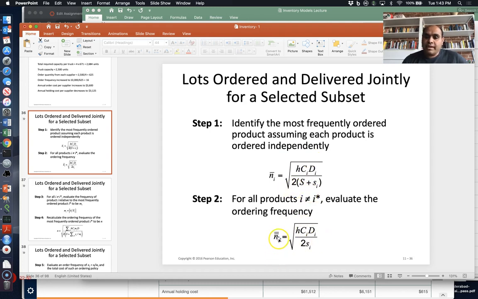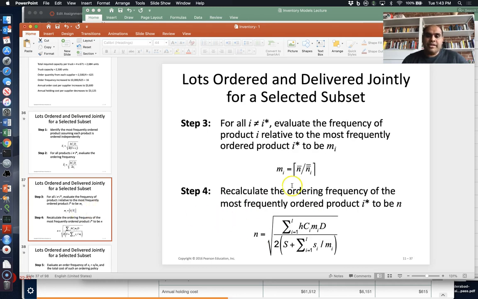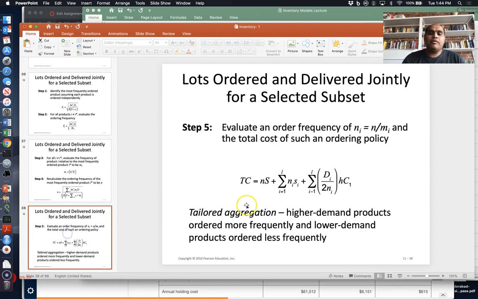To do that, we calculate n double bar, and we calculate this thing called mi, which is the rounding up of n bar over n double bar. We calculate this factor, called the frequency factor, and then we recalculate the order quantity for the most frequently ordered item using the values of mi. So we are going to rebalance everything, and then evaluate the order frequency of each individual item and calculate the total cost. This is called tailored aggregation. So let's go through these 5 steps.